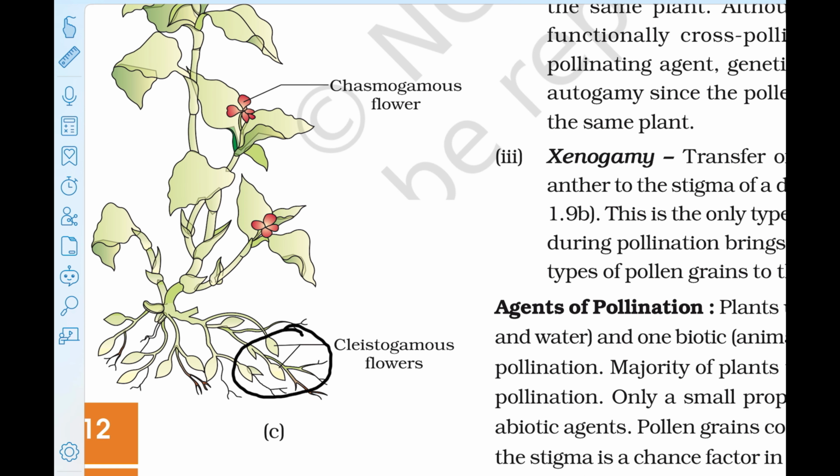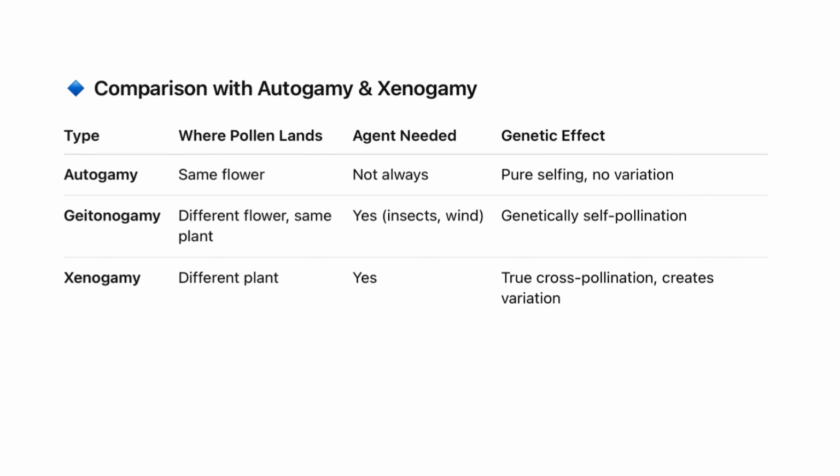The flowers are not opened at all, and the chasmogamous flowers are open and they have exposed anthers and stigma. Cleistogamous flowers have complete autogamy. There is no chance of cross-pollination. Now let's do a quick revision, okay? So here is a comparison between autogamy and xenogamy.